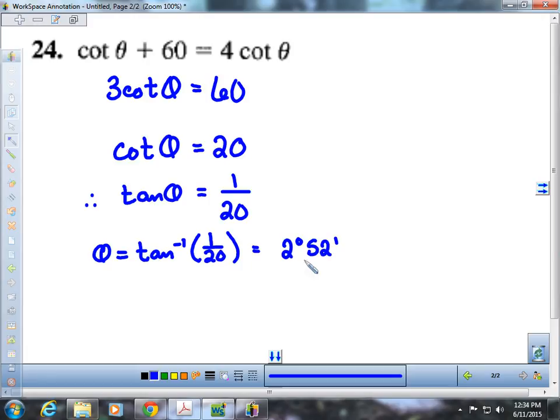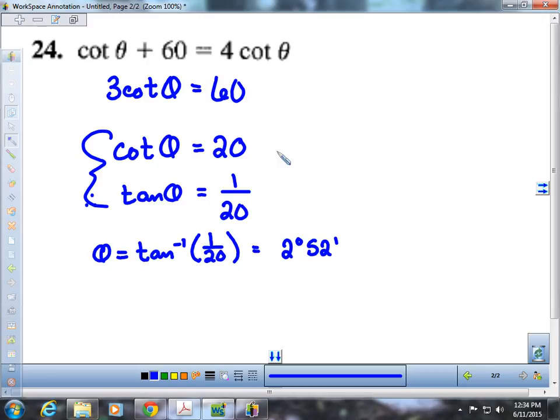2 degrees and 52 minutes when you run that through. Okay, that one, Maria? Was it this shift right here? Yep, okay. And again, if you don't have one of the 3 basics, as soon as you get to here, use that reciprocal relationship. Okay.